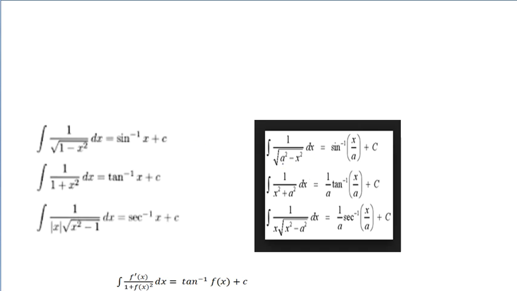But then you need to understand, when you encounter a problem that looks like this, how to deal with it. What you do in this case is take the a out of the radical. You would write square root of a square minus x square as a times square root of 1 minus x square over a square. You can see that that's the same thing, right? And then try to solve it, because now you notice it's in a format that is similar to sine inverse of x.